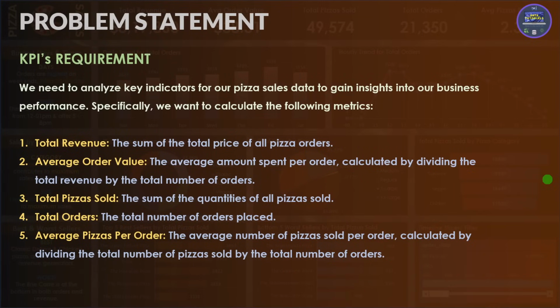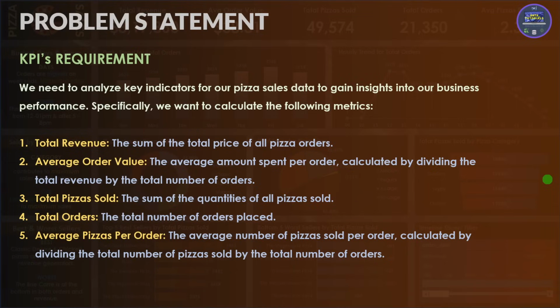Okay, so now moving ahead, our first step in this particular project is to understand the problem statement which is provided for us by our client. Okay, so now the client has divided the problem statement into two sections. The first section is the KPIs requirement. Okay, so he wants us to design the KPIs with respect to whatever measures he has provided us.